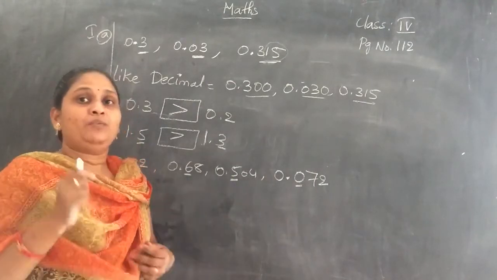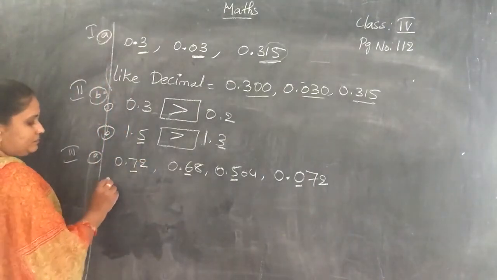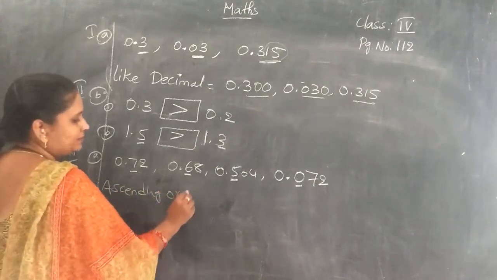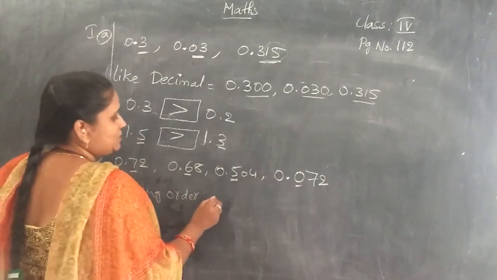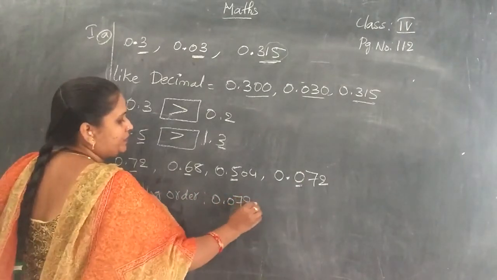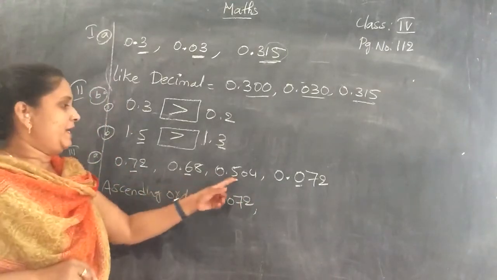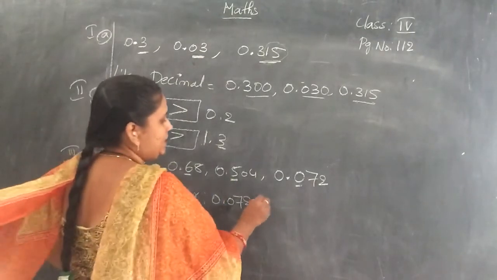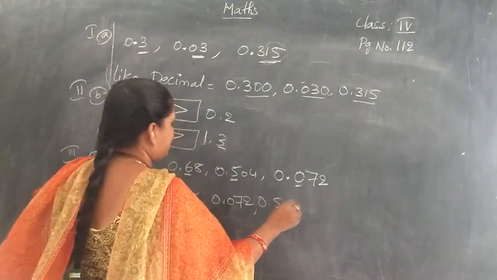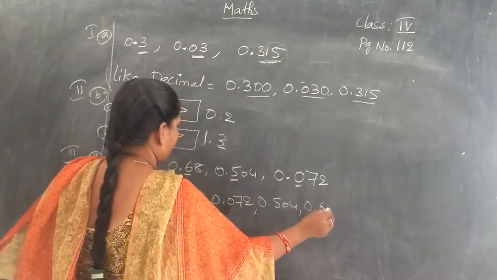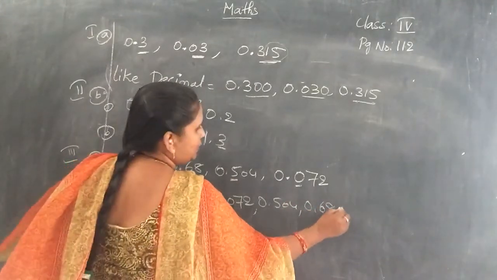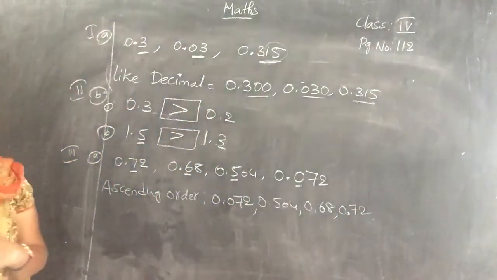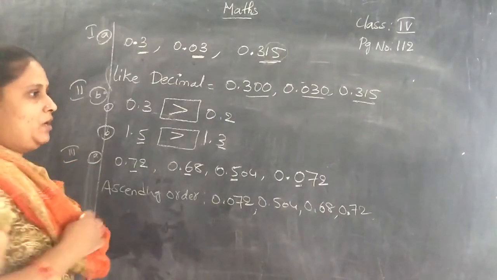Now tell me, which is the smallest number? Ascending order. The smallest is 0 only. So 0.072. Next, 7, 6, 5. Out of these, which is the small number? 5 is the small number. So write 0.504. Next 0.68. Next 0.72. Like this, you have to arrange the numbers from small to big in ascending order.